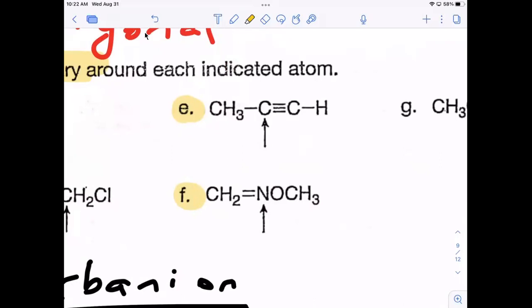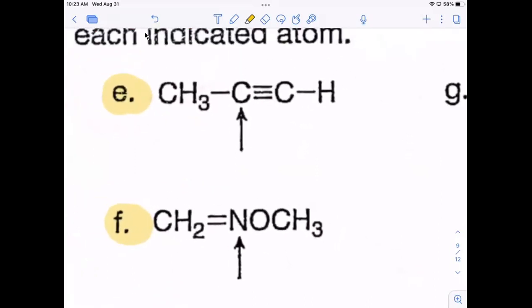What's one way? Looking at the triple bond. A triple bond gives it away, right? Any atom with a triple bond to another atom is going to be in a specific hybridization state. In this case, if it has a triple bond, what's the hybridization state? SP. SP, excellent. It's SP hybridized.